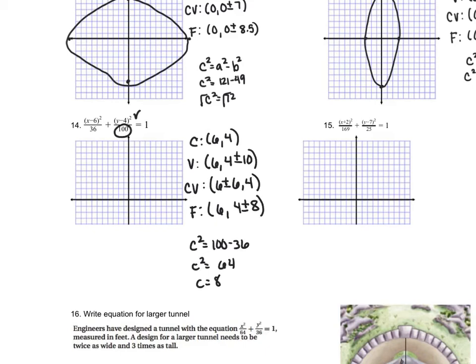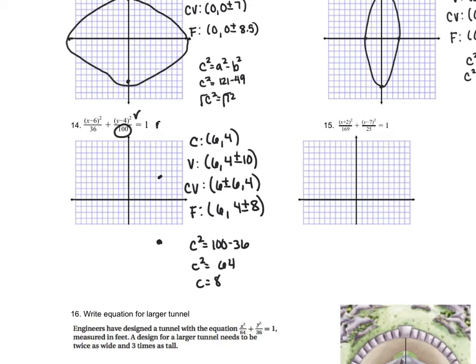Alright, so my center is at 6, 4. 1, 2, 3, 4, 5, 6. 1, 2, 3, 4. There's my center. My vertex is at 6 comma 4 minus 10, which is negative 6. So 6 comma negative 6. 1, 2, 3, 4, 5, 6. 1, 2, 3, 4, 5, approximately there. And 6 comma 14, so that's going to be up here.